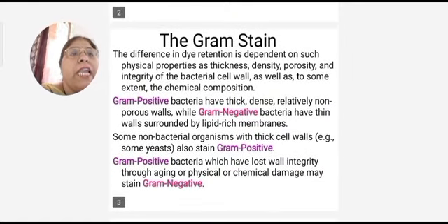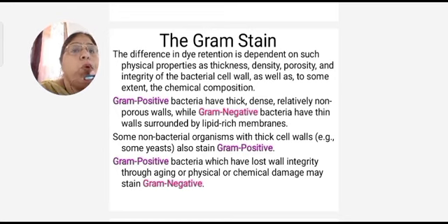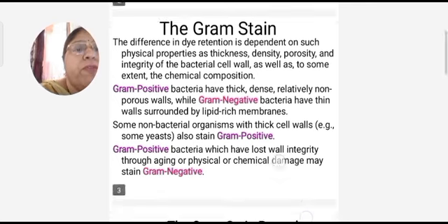The difference in the dye retention is dependent on such physical properties as thickness, density, porosity, integrity of the bacterial cell wall, as well as to some extent chemical composition. Gram-positive bacteria have thick, dense, relatively non-porous walls, while gram-negative bacteria have thin walls surrounded by a lipid-rich membrane. Some non-bacterial organisms with thick cell walls also stain gram-positive. Gram-positive bacteria which have lost wall integrity through aging or physical and chemical damage may stain gram-negative.